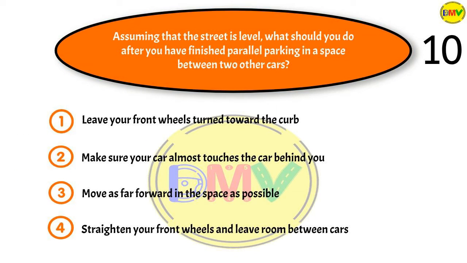Question 10. Assuming that the street is level, what should you do after you have finished parallel parking in a space between two other cars? 1. Leave your front wheels turned toward the curb. 2. Make sure your car almost touches the car behind you. 3. Move as far forward in the space as possible. 4. Straighten your front wheels and leave room between cars.